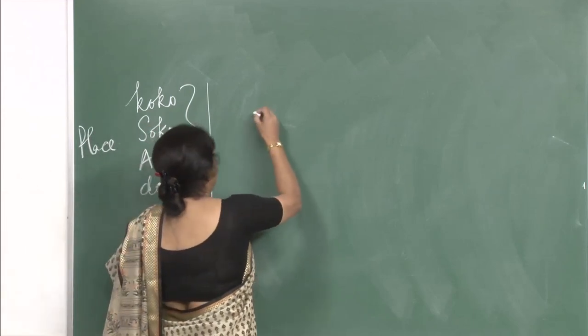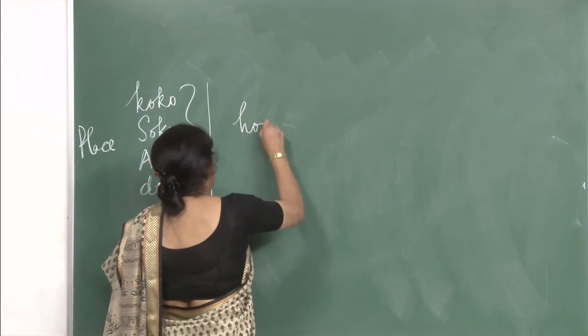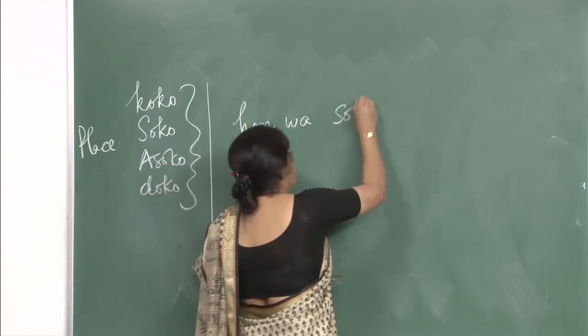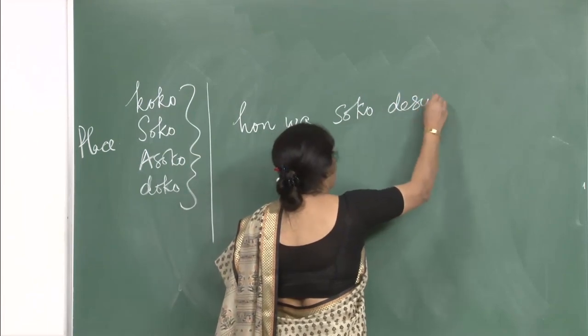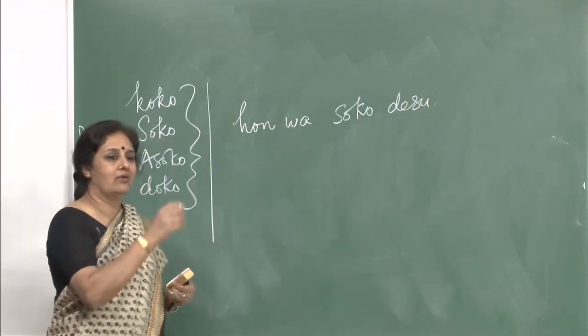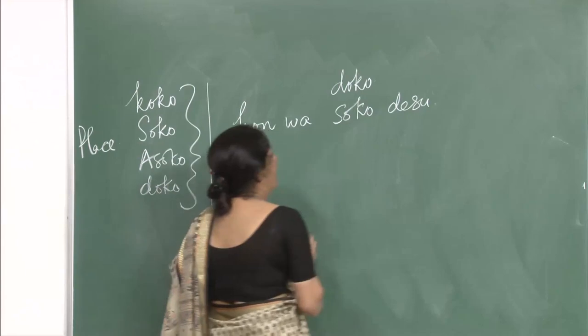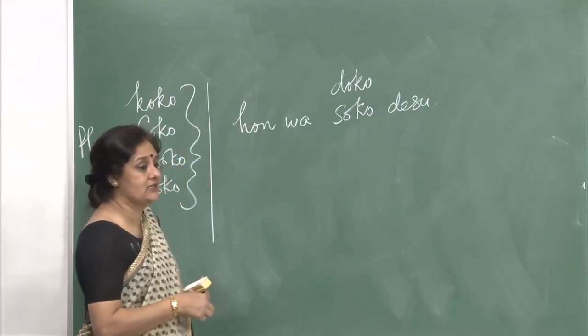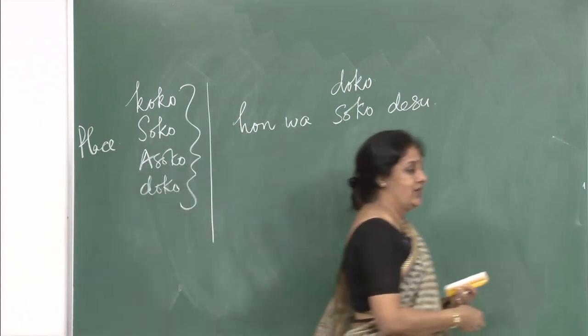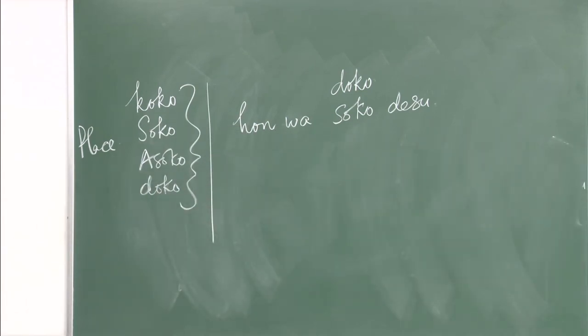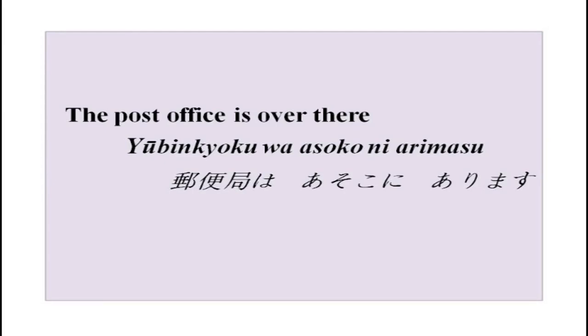We did hon wa soko desu. Hon wa doko desu ka? Hon wa soko desu. Hon wa doko desu ka? Hon wa asoko desu. Now, over here you will see something is written. Yubinkyoku wa asoko ni arimasu. So, there is this particle ni, there is wa, there is arimasu.